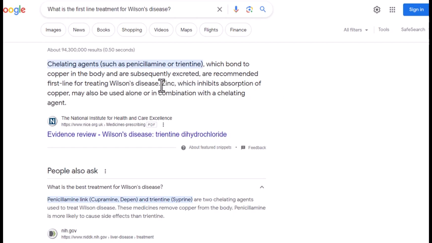And zinc can also be used. What is the use of zinc? Zinc inhibits the absorption of copper, again the same mechanism of action. Zinc forms complexes with copper, and then those complexes are excreted from the intestines.